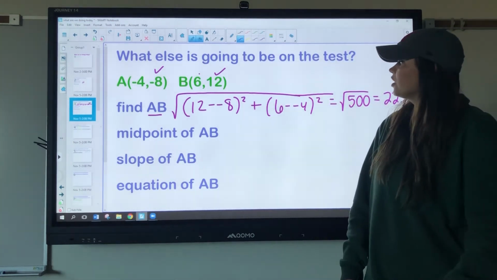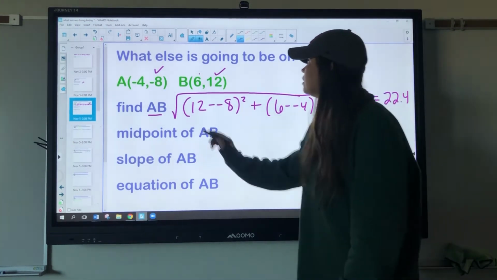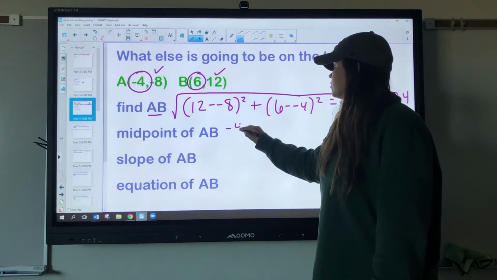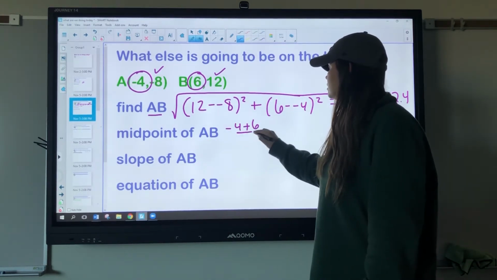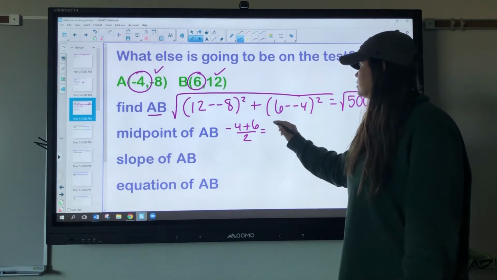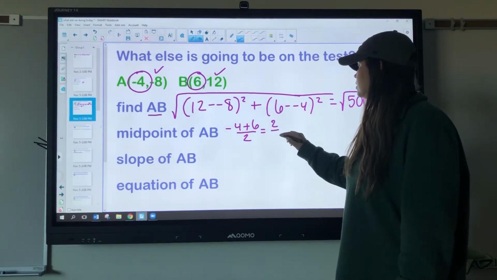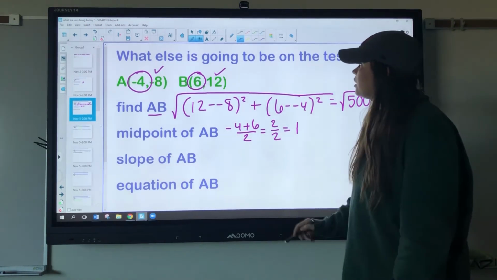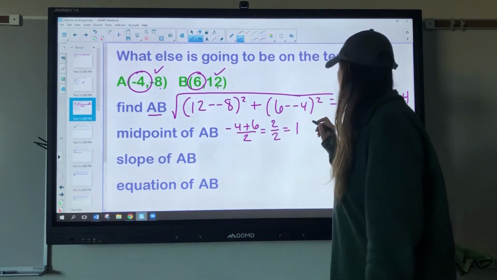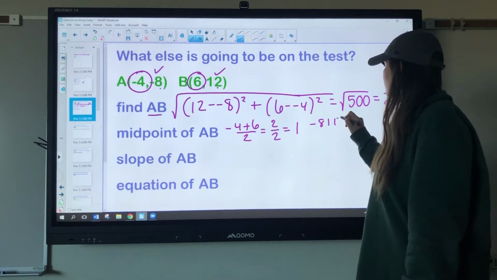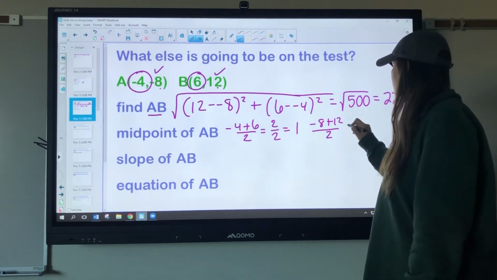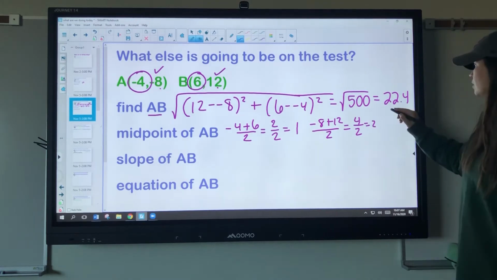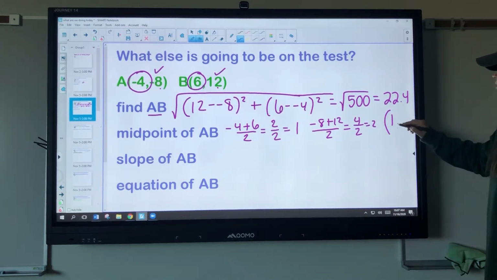Finding the midpoint of AB literally means finding the middle of -4 and 6. So -4 plus 6 is 2, and 2 divided by 2 is 1. And the back 2 numbers, -8 plus 12 is 4, and 4 divided by 2 is 2. So the midpoint is 1, 2.